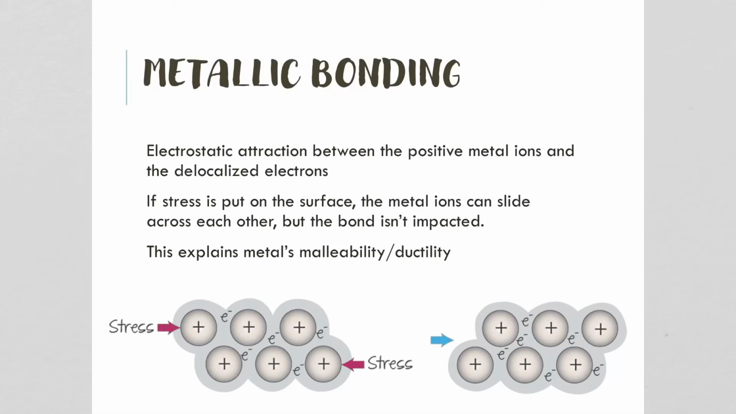So the metallic bond itself is the electrostatic attraction between the positive metal ions and the delocalized electrons. And if you put stress on the surface, the metal ions are not harmed. They actually just slide across each other, but the bond isn't impacted. So this shows you what happens. Some stress is put here and stress is put here, and that just pushes these that way and these that way. So this explains metals' malleability and ductility. It's why they're not considered brittle.